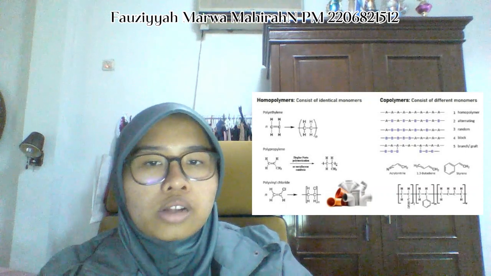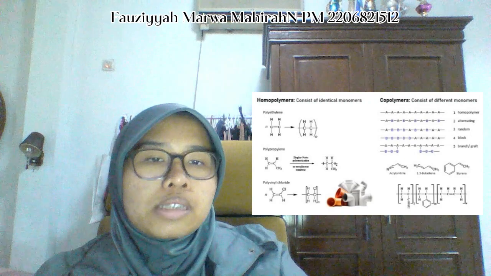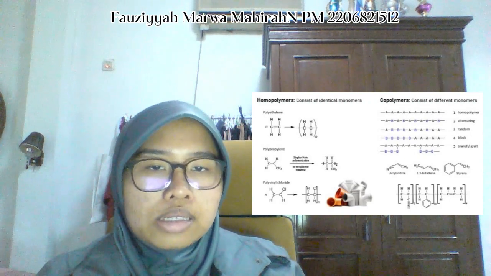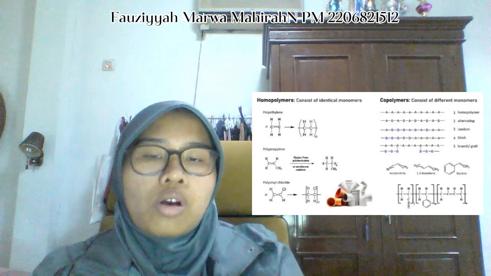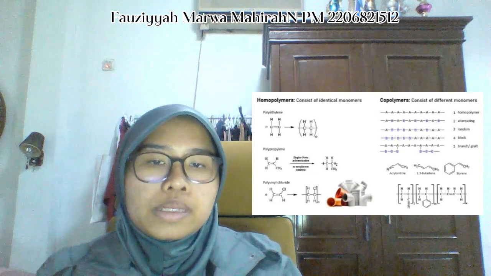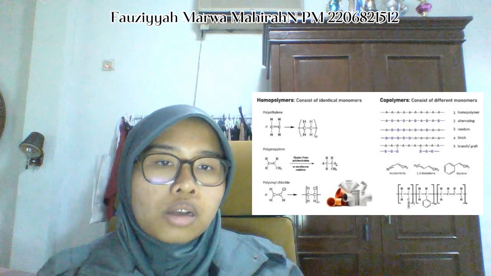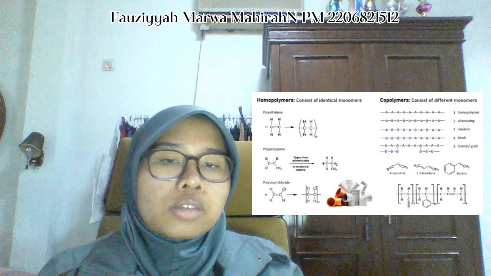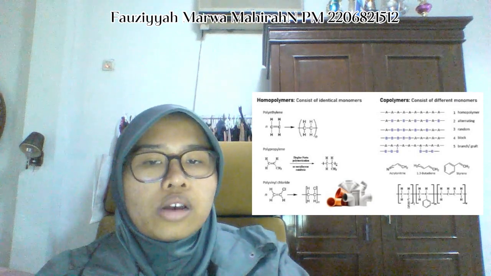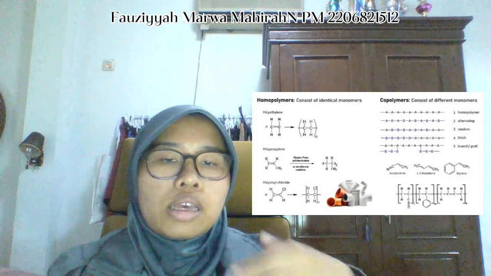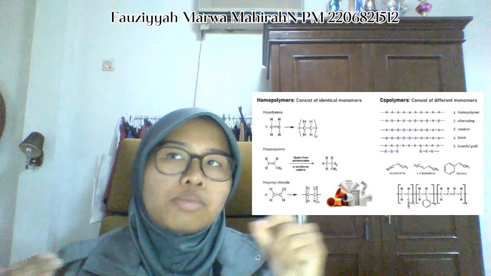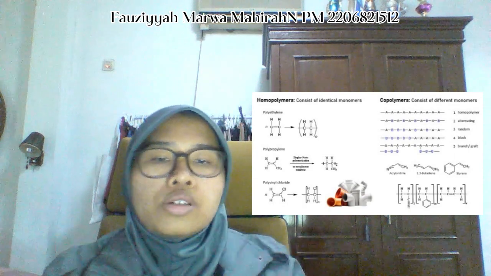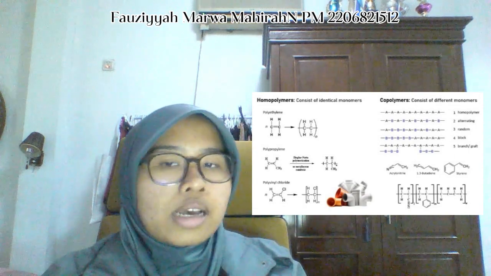And next, there is the alternating copolymer. That means that the monomer units are arranged in a regular and alternating sequence along the polymer chain. And there is also the block copolymer, which means that long blocks or segments of one type of monomer are followed by blocks of another type of monomer. And the last one is the graft copolymer, in which one type of monomer forms the main polymer chain, while the other type of monomer branches off as side chains.